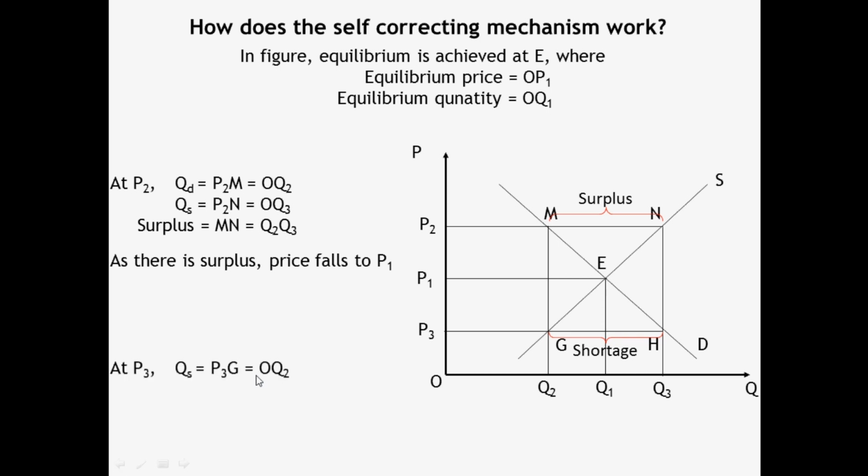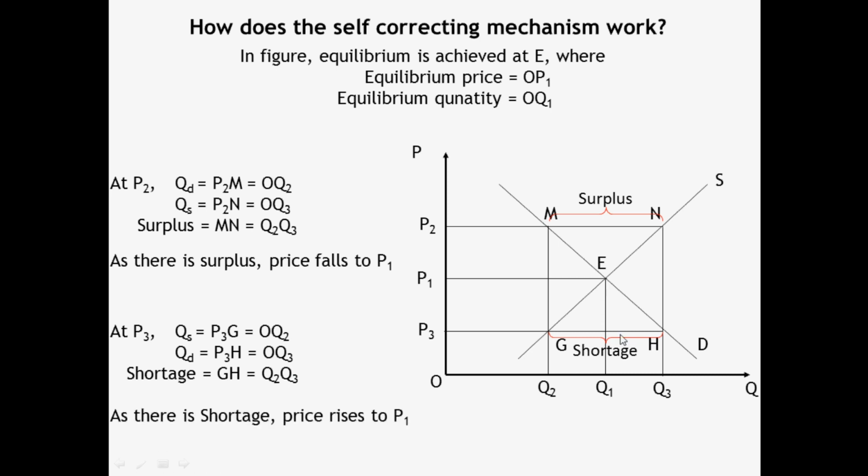I repeat, at P3 price, quantity supplied of the product is P3G or OQ2, and quantity demanded for the product is P3H or OQ3. And since quantity demanded for the product is greater than quantity supplied, there is a shortage by the amount GH equals Q2Q3. And we know when there is shortage, price rises.